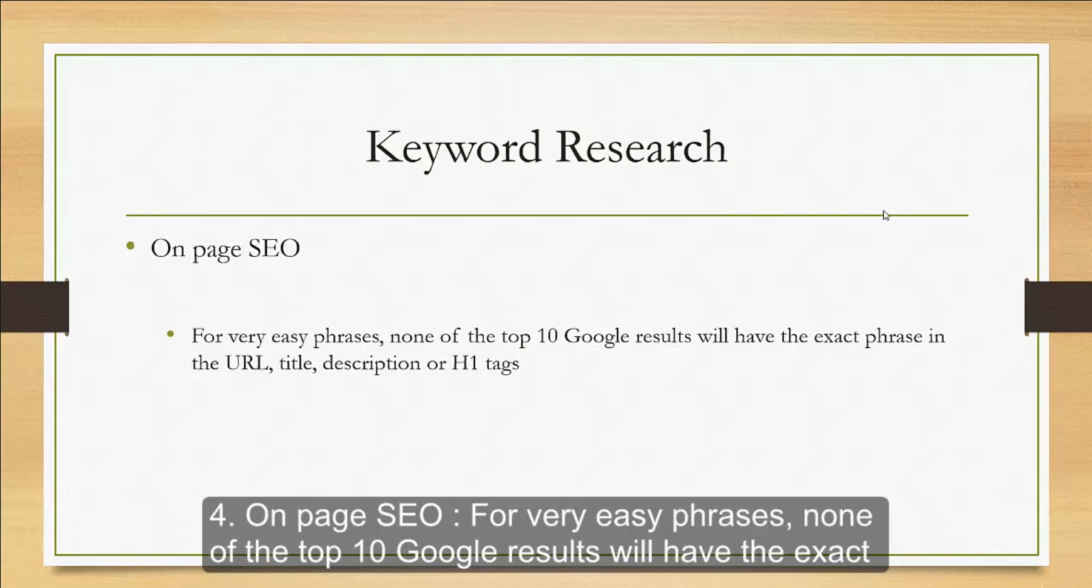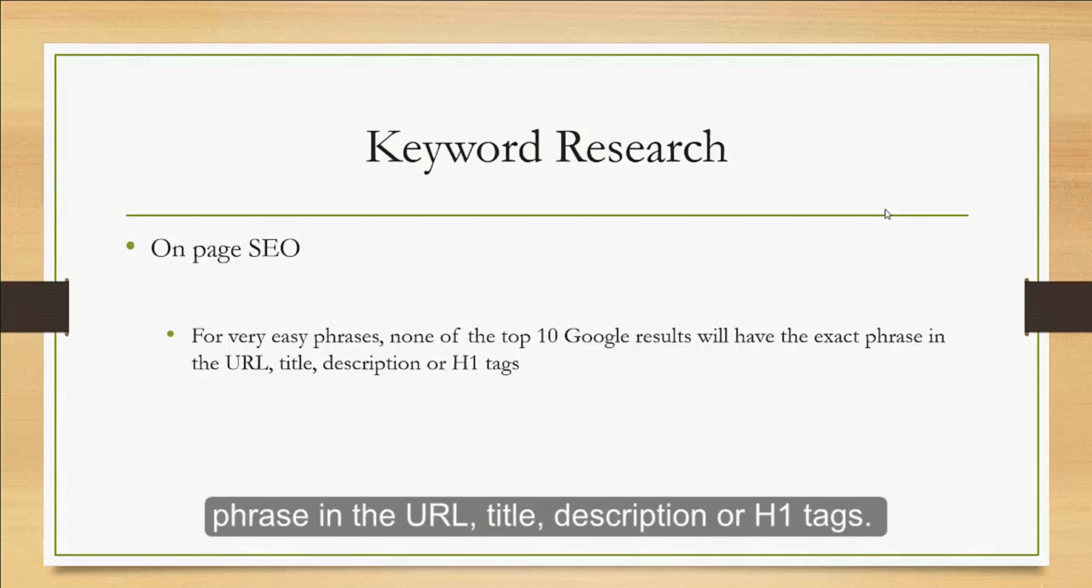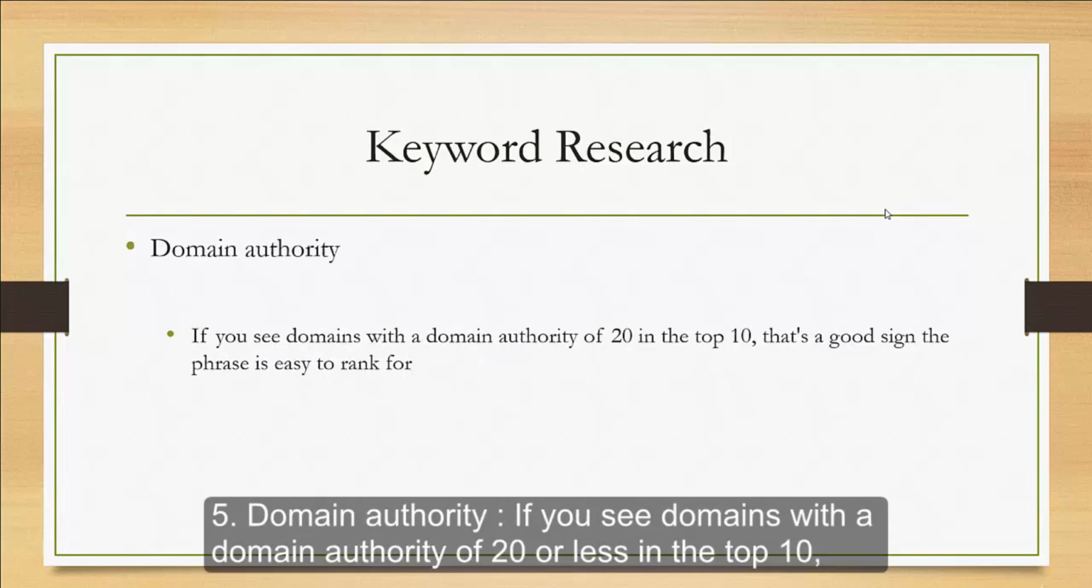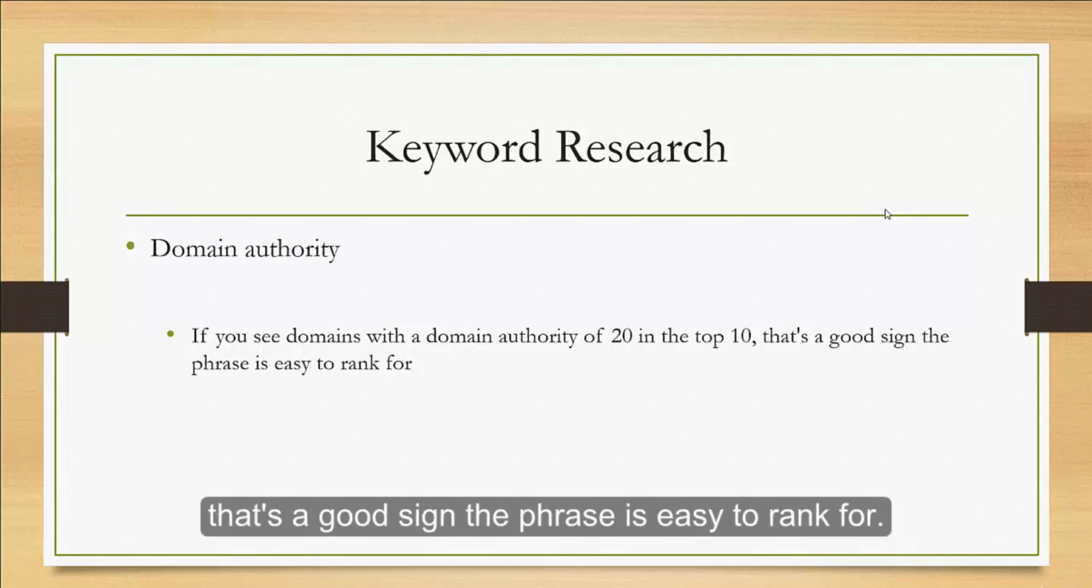On-page SEO. For very easy phrases, none of the top 10 Google results will have the exact phrase in the URL, title, description, or H1 tags. Domain authority. If you see domains with a domain authority of 20 or less in the top 10, that's a good sign the phrase is easy to rank for.